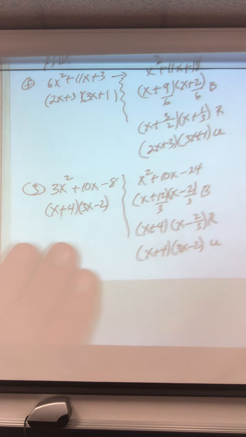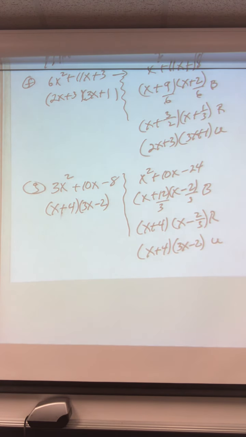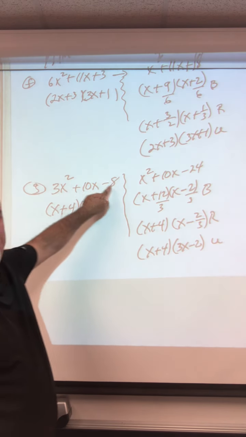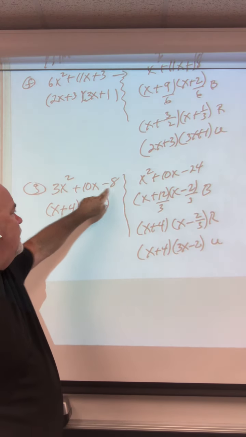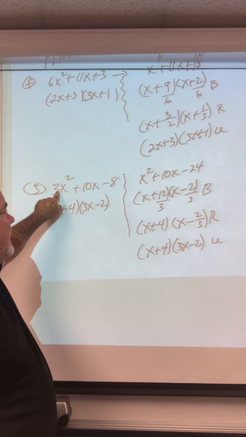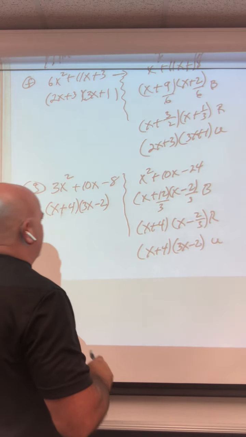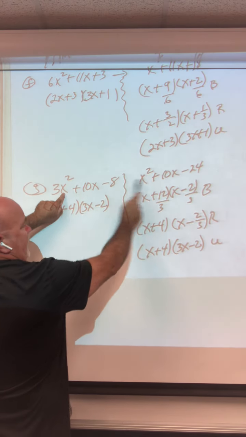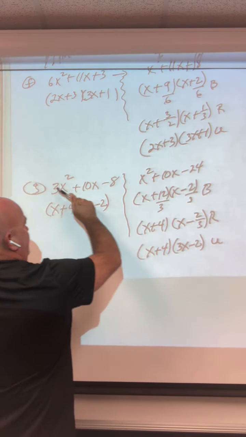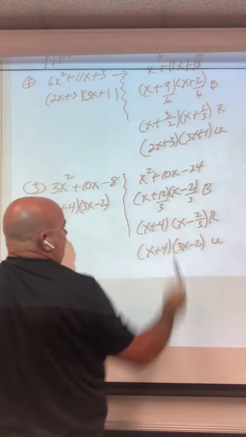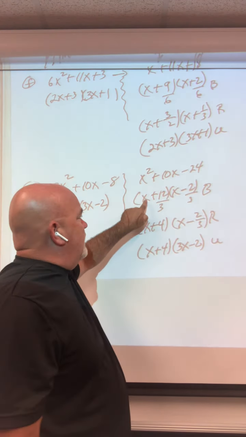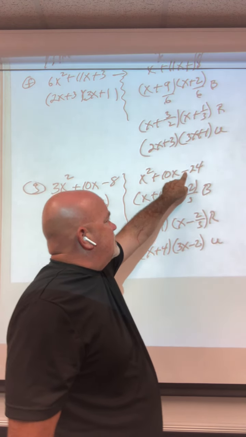All right, this next one is just another one just like it. It's just another BRUB problem. There's no GCF, that's out. This is not the easy case, and this is not perfect squares. So it's the BRUB method. So bring the x squared across plus 10x and do 3 times 8, which is minus 24. X squared breaks up as x times x. Signs are different.